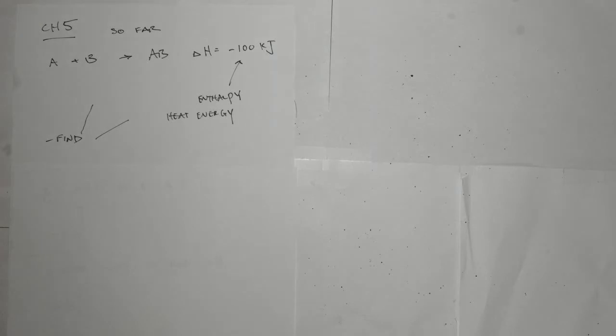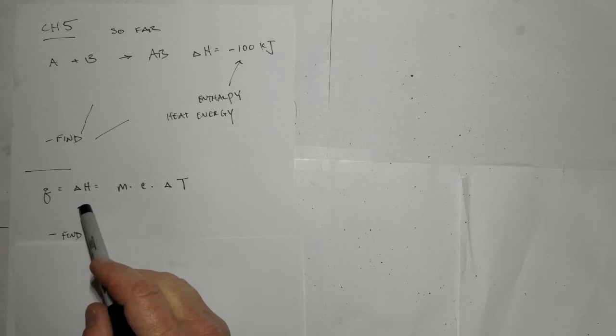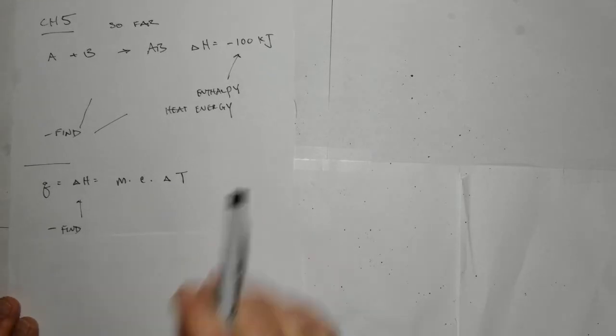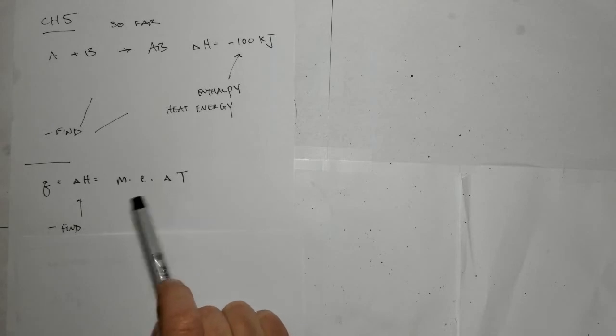And then we looked at a way to find enthalpy using an equation, Q equals mc delta T. Q, of course, is just another fancy letter that means H, or heat at constant pressure, as long as it's performed at constant pressure. And then this equals mass times the specific heat capacity times the change in temperature.